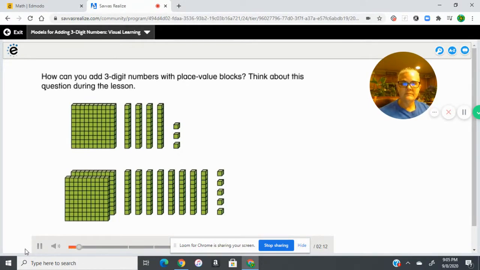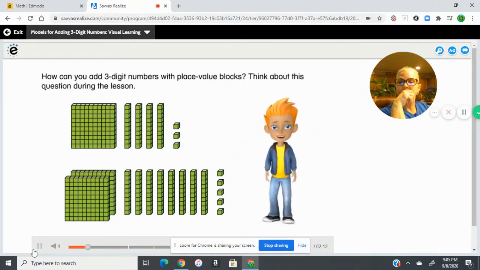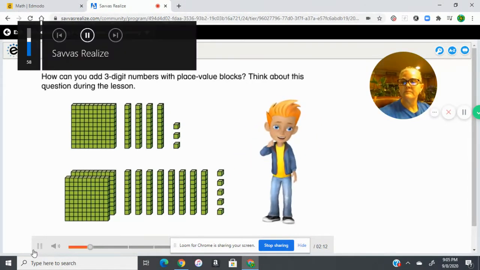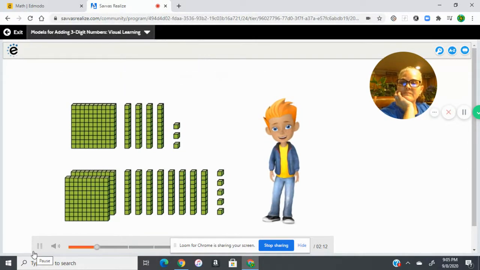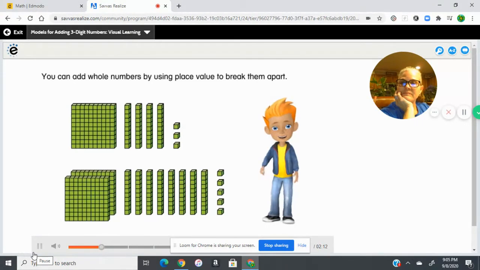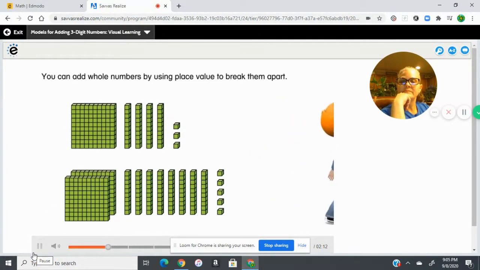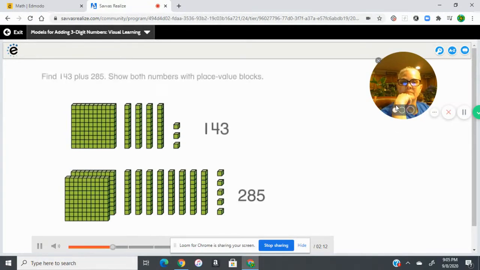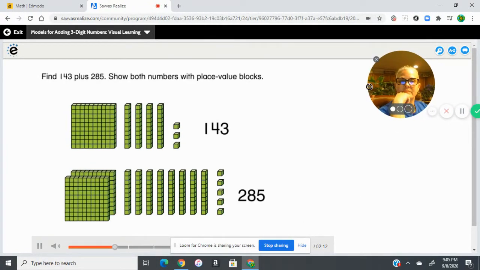How can you add 3-digit numbers with place value blocks? Think about this question during the lesson. You can add whole numbers by using place value to break them apart. Find 143 plus 285. Show both numbers with place value blocks.